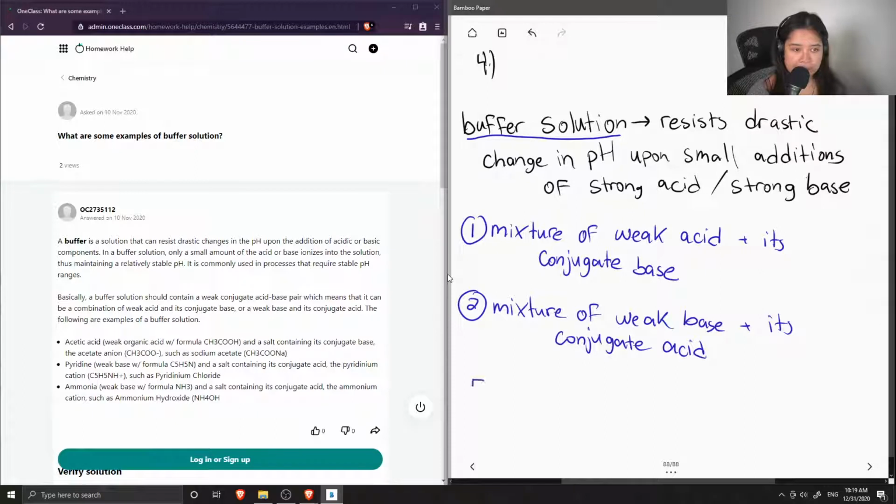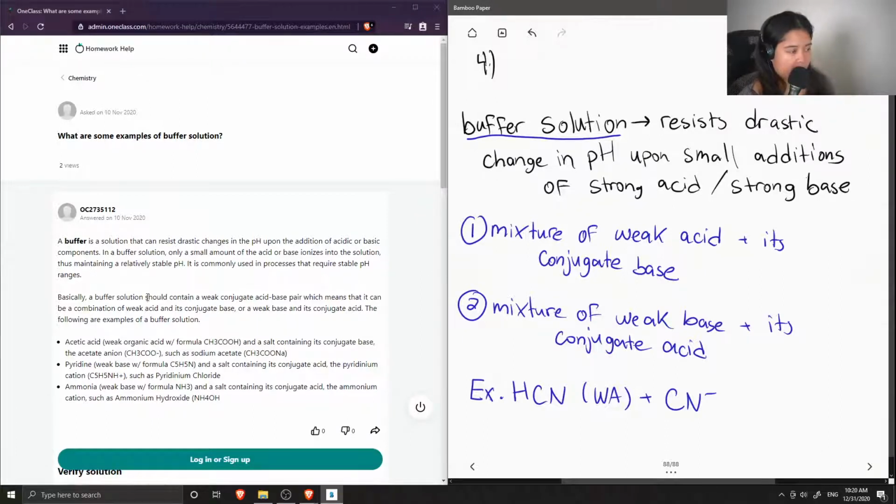So an example would be hydrogen cyanide, which is a weak acid, plus its conjugate base, which is the cyanide ion. This would make a buffer solution.